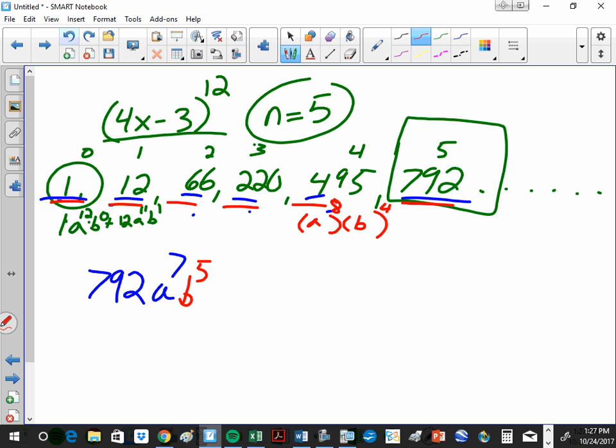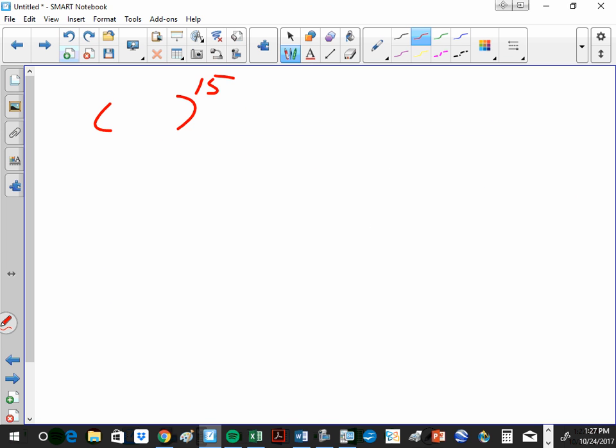So here you'll have 12 and 0. The next one you'll have 11 and 1. And then 10 and 2. And then 9 and 3. 8 and 4. 7 and 5. 6 and 6. 5 and 7. 4 and 8. They will always add up to 12. So that's kind of a little bit of a hint. Right. So if I was doing something to the 15th and I had a number times a to the 2nd, then it's going to be b to the 13th.